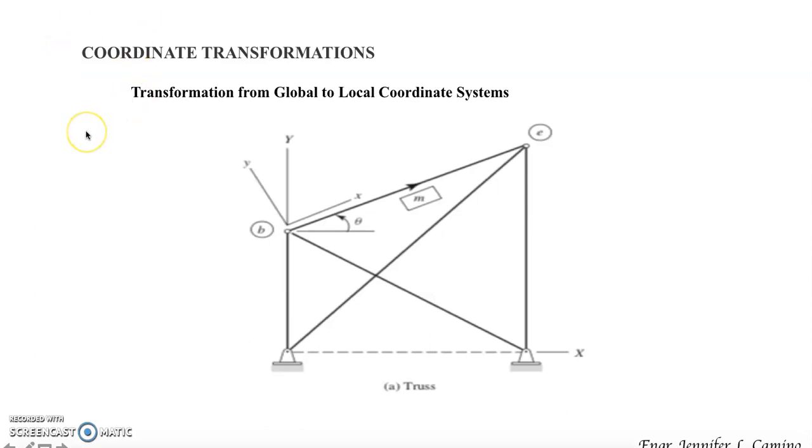Hello everyone, let us continue our discussion on plane stress. We move on to coordinate transformation.